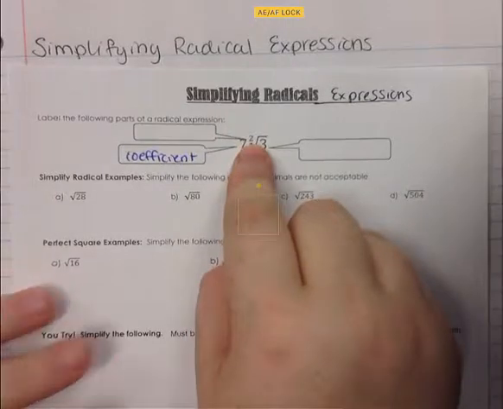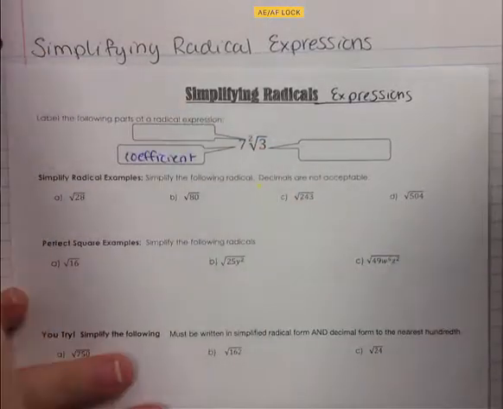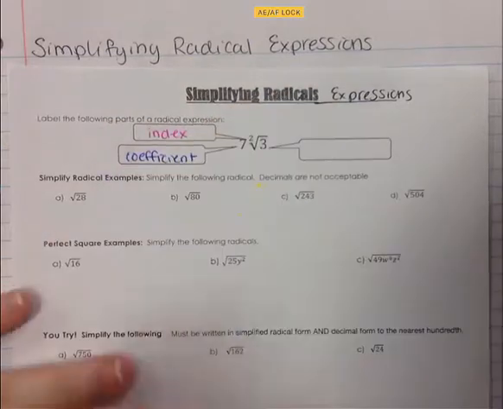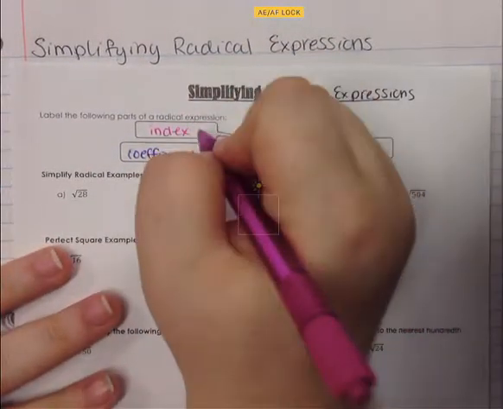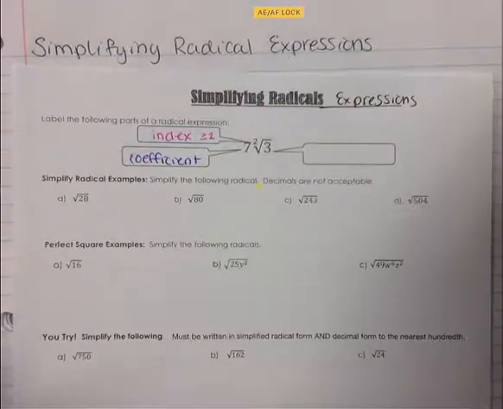The 2, which you won't actually always see, but that's considered a square root. So the 2 is what we call our index. Now you cannot have an index smaller than 2. So the index has to be greater than or equal to 2. You cannot have an index smaller than 2 because there's no such thing as a 1th root. There's a square root, cube root, 4th root, and anything above.